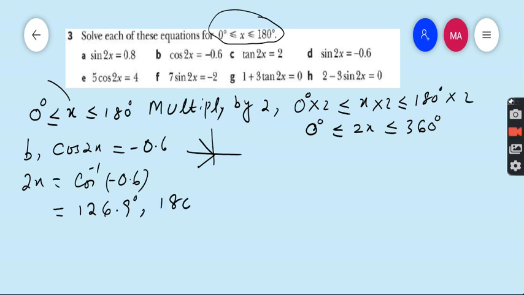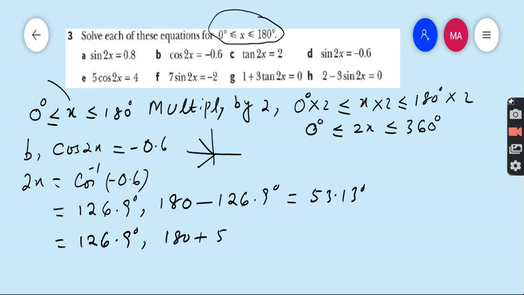How to find the basic angle? Subtract 180 minus 126.9. So 180 minus 126.9 is 53.13. Therefore, our first angle is 126.9 and our second angle should be 180 plus 53.13, because whenever we find the value in third quadrant, we must add basic angle in 180.